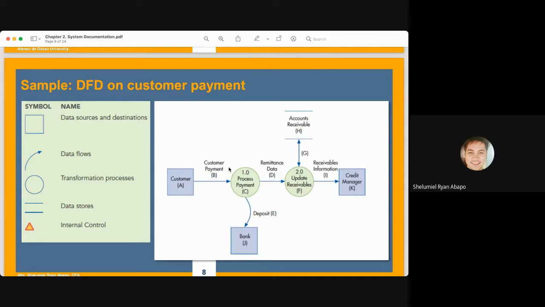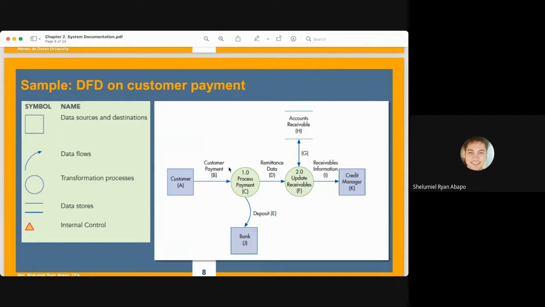Now, the payment processing in letter C will result now to the preparation of a remittance slip or remittance information. And then it will be forwarded to the accounts receivable department, and the accounts receivable department will process this one, and a copy of which will be stored by the accounts receivable department to evidence now the payment made by the customer to that particular accounts receivable.